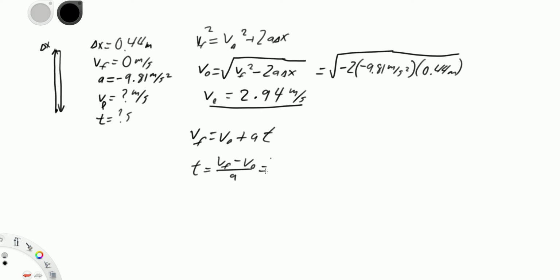And we get our final velocity is 0, so minus 2.94 meters per second divided by a negative 9.81 meters per second squared. And so you see the negatives cancel out. We don't want a negative time. Plug that into our calculator, and it's really close to 0.3 seconds. And that's our final answer right there. Okay.